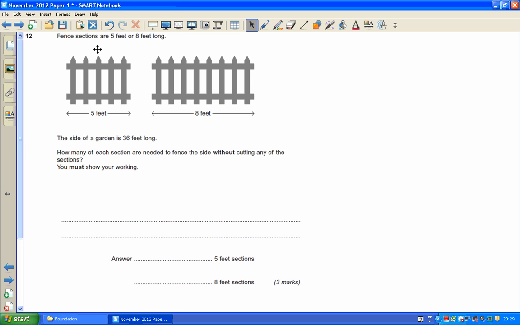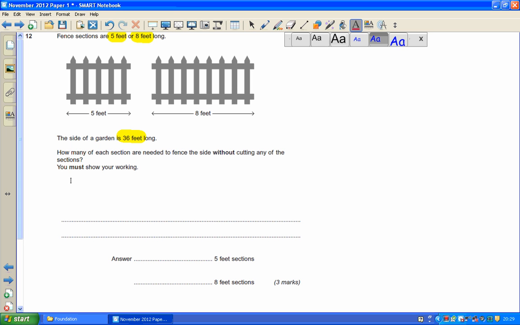Question 12. Fence sections are 5 feet long or 8 feet long. Okay, so we're either working in 5s or working in 8s. The side of a garden is 36 feet long. How many of each section are needed to fence the side without cutting any of the sections? Okay, so we have to use 5s or 8s, and it has to make exactly 36.